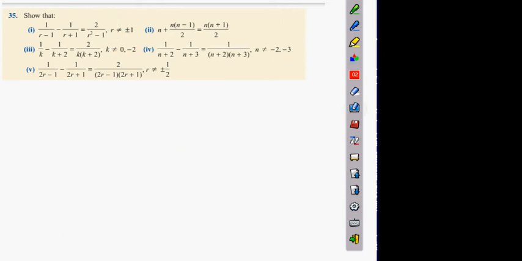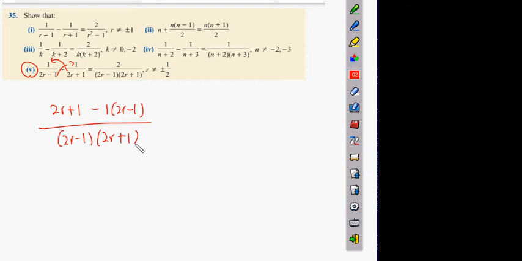Part 5. Okay guys, what do you think of part 5? How do you think you do part 5? Can anybody tell me? Part 5. Sorry? Up, across, yeah? 2r plus 1 minus 1 bracket 2r minus 1. What's on the bottom? Sorry? 2r minus 1, 2r plus 1. And then what? Amber. Then what?